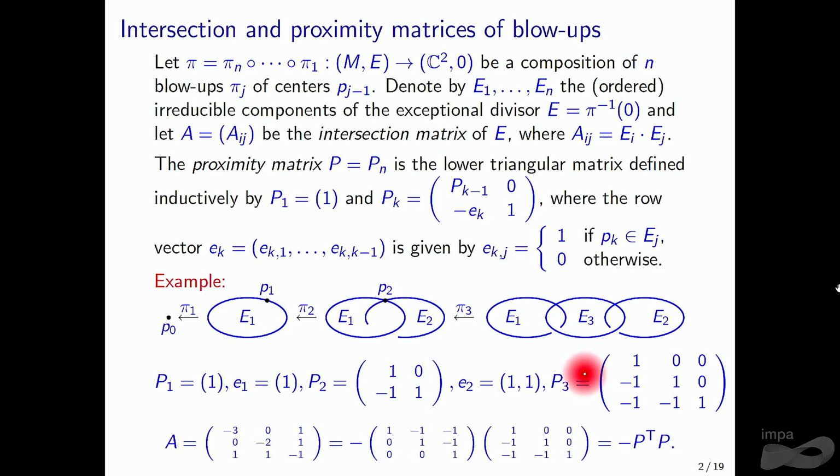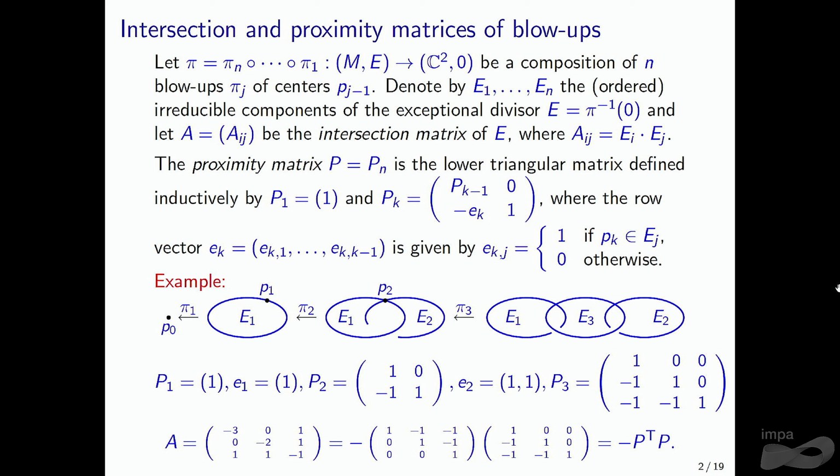and we blow up again. And then the third proximity matrix is obtained by putting the second proximity matrix here, and since P2 belongs to E1 and E2, we put -1 here and here. And this is the recursive definition of the proximity matrix.